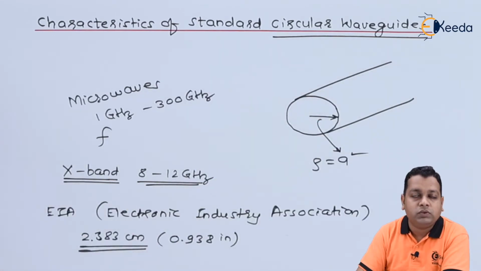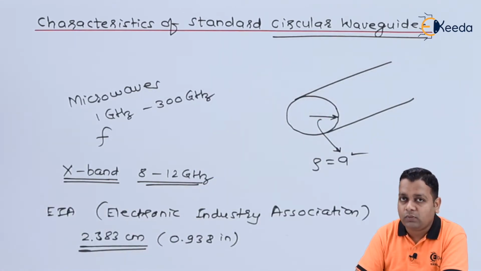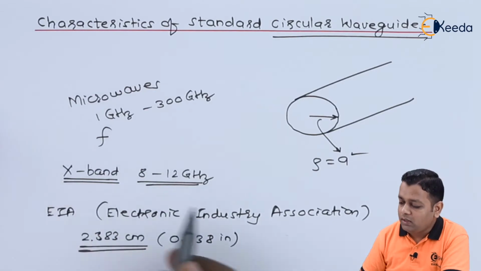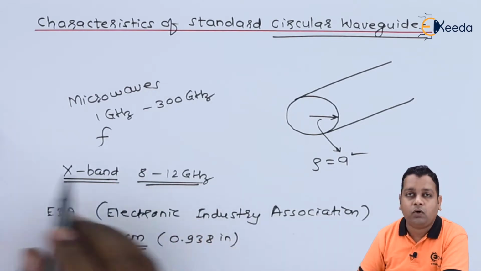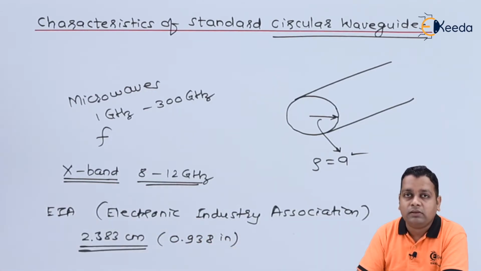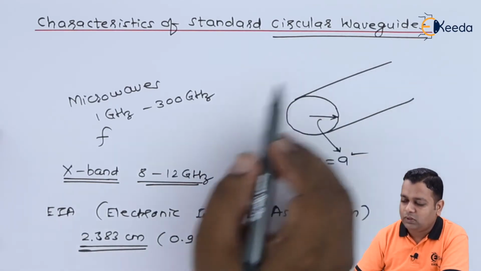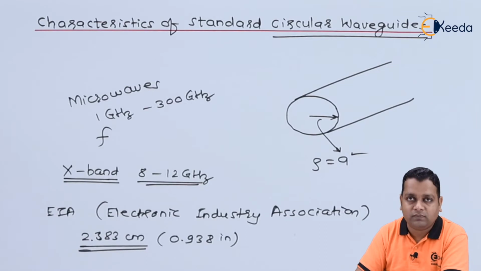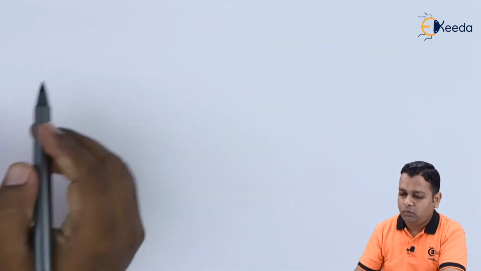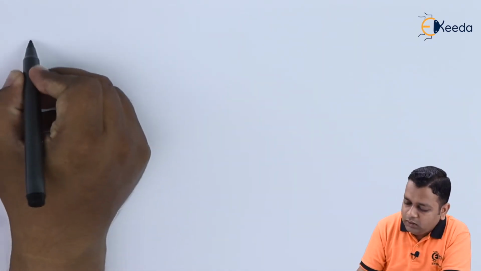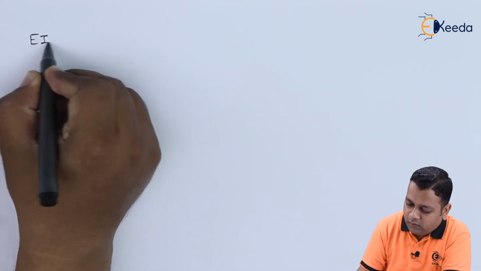Next, we shall have a simple tabulation while varying the dimensions and the operative frequencies, and the standard numbers given to the circular waveguides over this entire frequency range. So we get the first column of the tabulation by EIA designation.